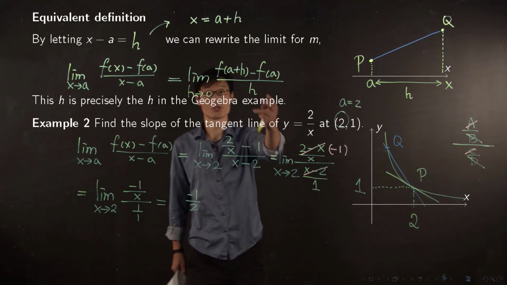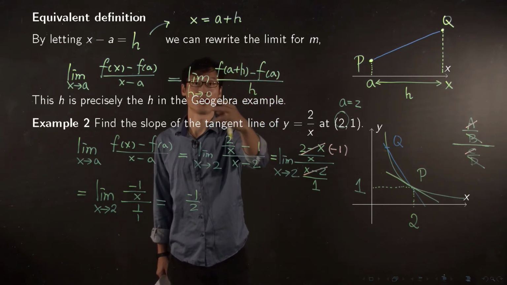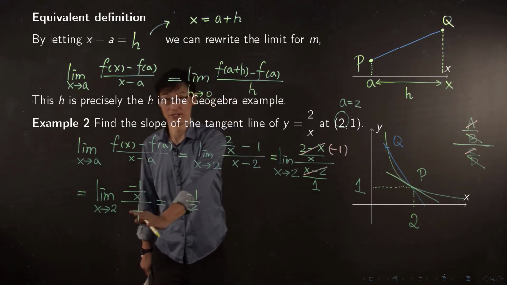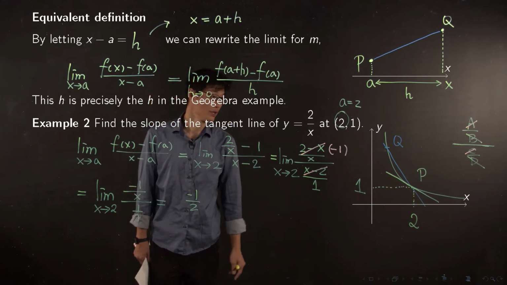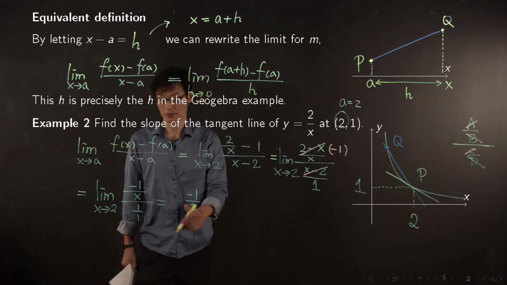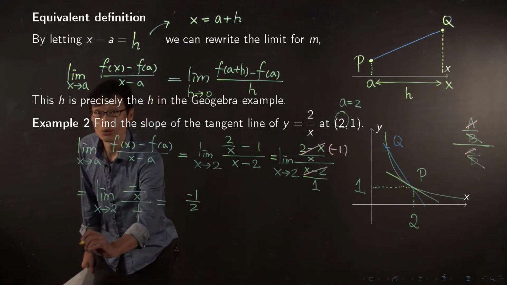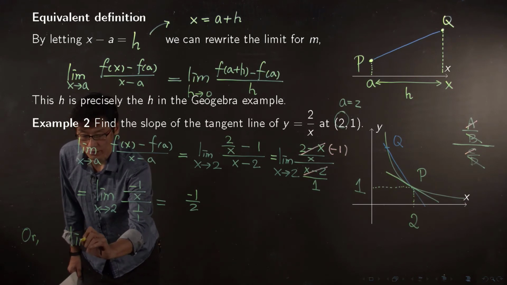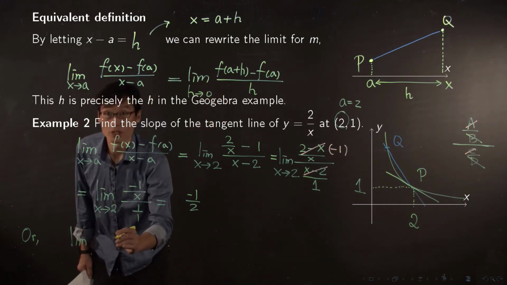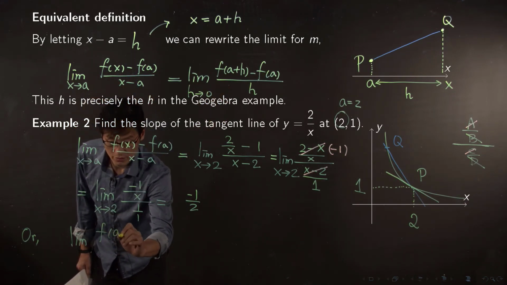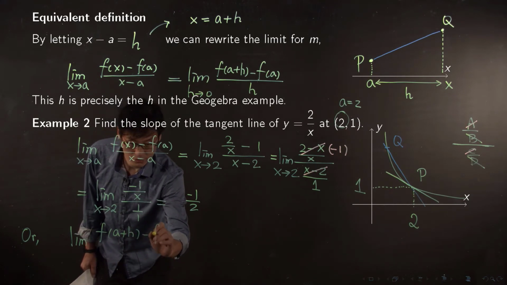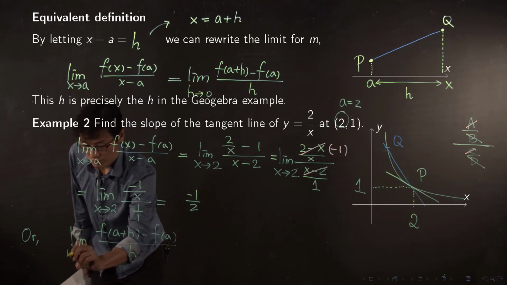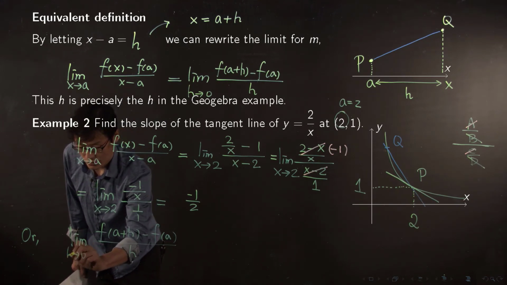You can use this alternative or equivalent definition to find the limit, or the slope of the tangent line, but let me leave it as an exercise. Instead, let me just write down the expression. So the limit of, I'm using this equivalent definition, over h, as h tends to 0.